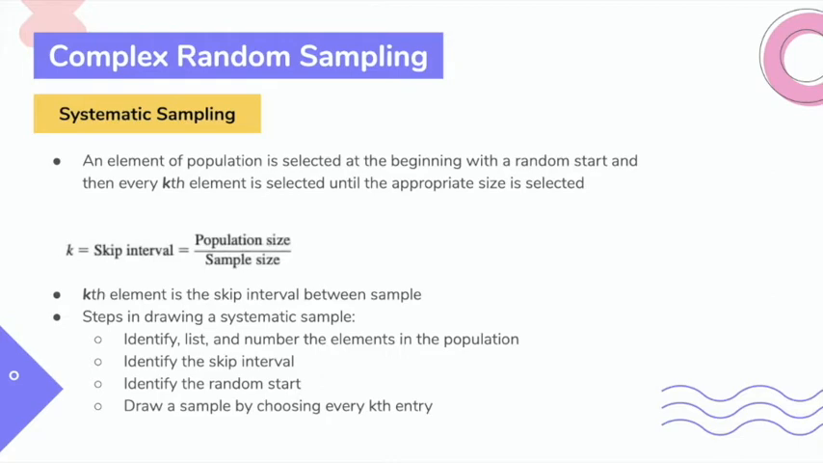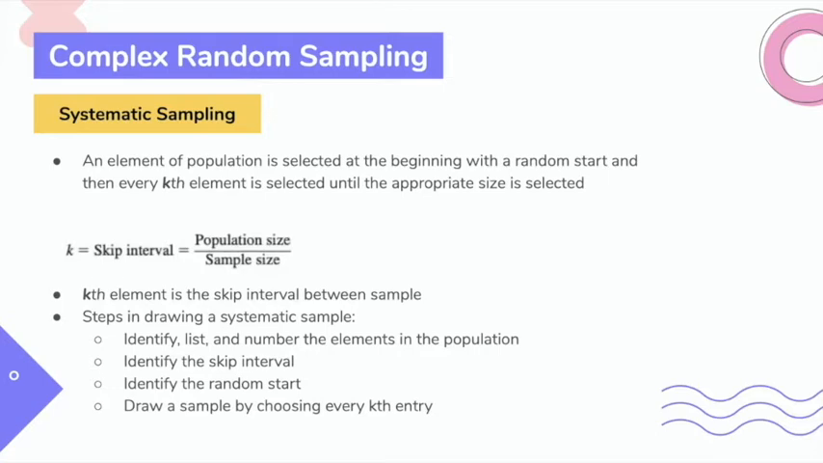The second approach is complex probability sampling. Since simple random sampling is often impractical, there are other approaches. The alternative probability sampling approaches considered are four: systematic sampling, stratified sampling, cluster sampling, and double sampling.